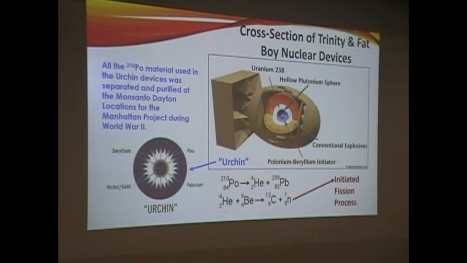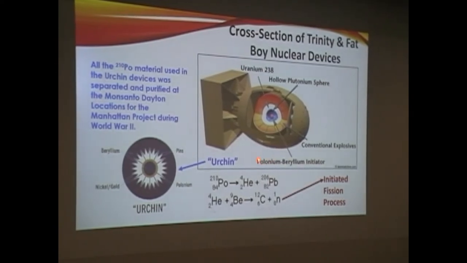Okay, so what are the devices, and why are we talking about bismuth? Well, this is a schematic of the Trinity device and the Fat Man atomic bomb. This is the overview. What it did is it was a surrounding of uranium-238, plutonium-239 is what would be this blue spot, and then surrounded by chemical explosives. And in the very center was what's called the initiator, the polonium beryllium.